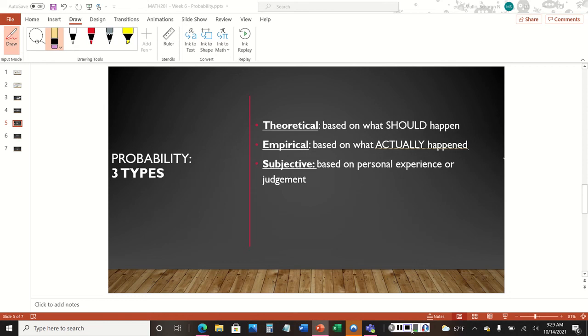So the three types of probability that we have are theoretical, empirical, and subjective. And depending on how you want to figure out probability, you're going to figure out whether it's something that you want to base it off of what should happen, what actually happened, or you're going to use personal experience or your intuition to figure out the probability of something happening.